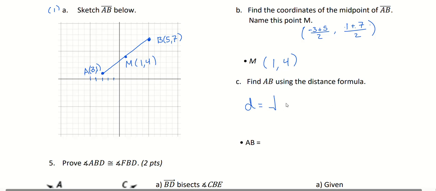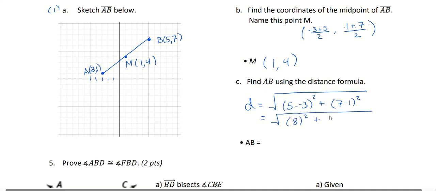But here we go. I know it's x2 minus x1. I'm going to do 5 minus negative 3, squared, plus 7 minus 1, squared. And let's just clean it up a little bit. What's 5 minus a negative 3? 8? Good. It changes to plus. And this one is 7 minus 1 is 6 squared, right? Okay. You may show more or less work than this. Probably less than I'm doing.